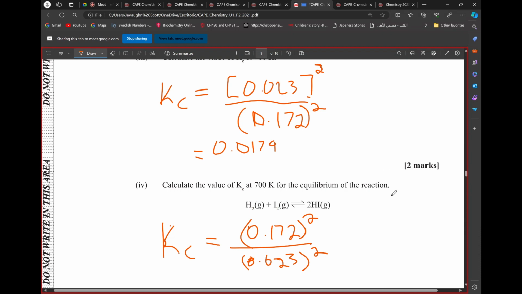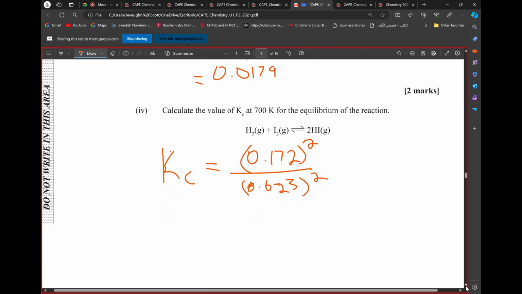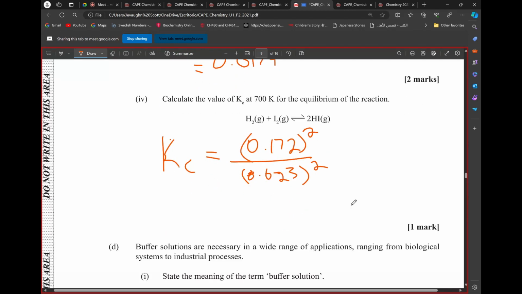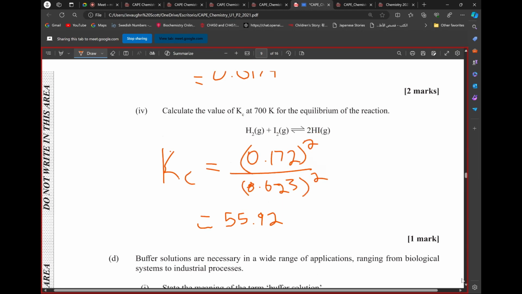Okay, Zach, go ahead. Sir, I got the same answer, 55.92, sir. But what I did was I did 1 upon the answer that we got before, because it was actually just the inverse. Okay, yeah, it would be the inverse. So it's just flipping the fraction.